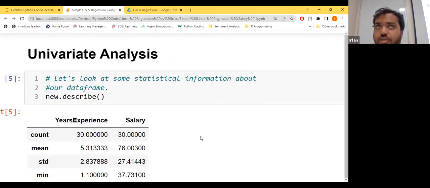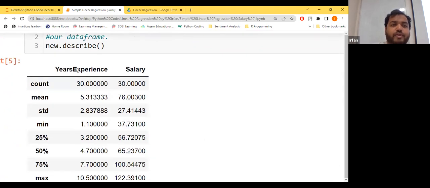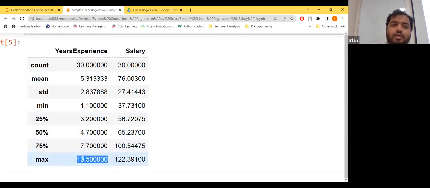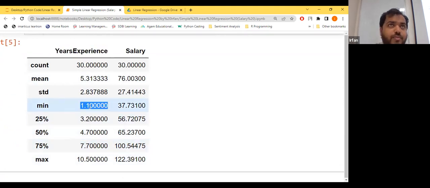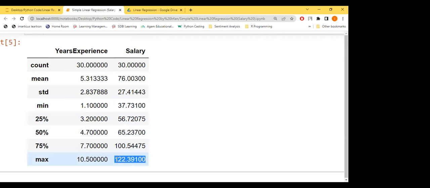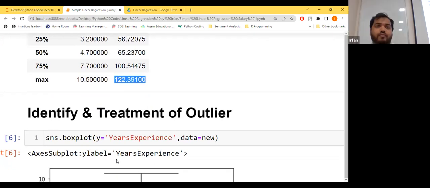I do univariate analysis. Univariate means doing analysis of one variable at a time. If you see year of experience, what is the maximum experience, guys? 10, minimum 1 year. Do we have data of zero experience? Zero experience means fresher. So here the data does not have fresher data. We just have experienced people's data. Minimum salary, 37,000. Maximum, 1,22,000.